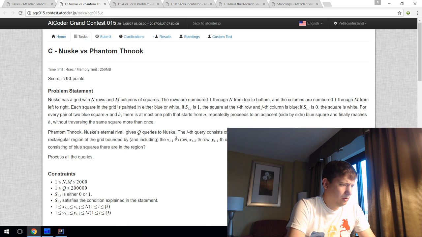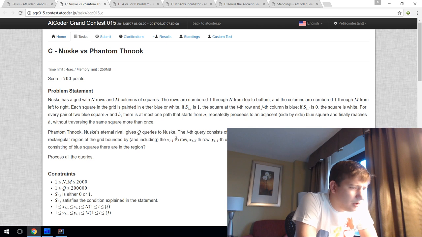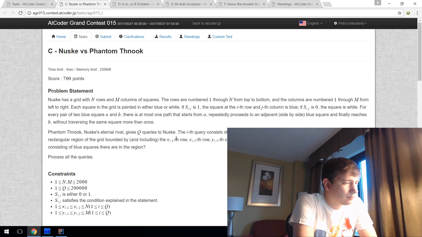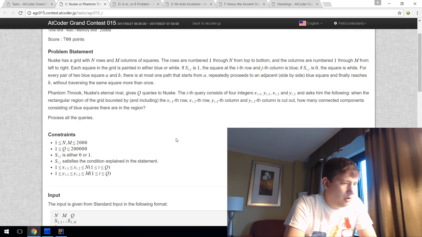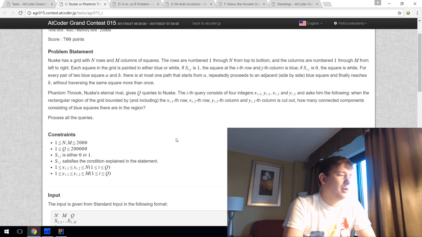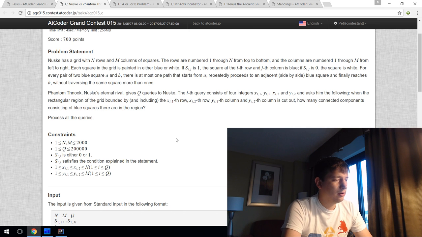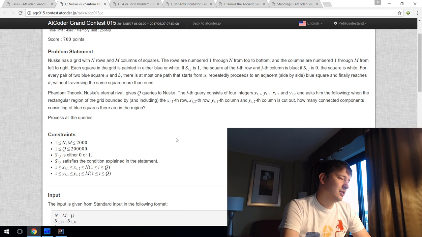So there's a grid, and each square is blue or white. And the blue squares form a tree or a forest. Yeah, forest. Using the four adjacency. And the question is, given a rectangle, then there are queries, 200,000 queries. Given a rectangle, how many connected components are there if we remove everything except this rectangle?